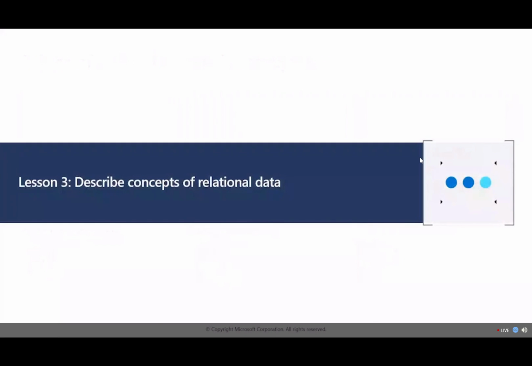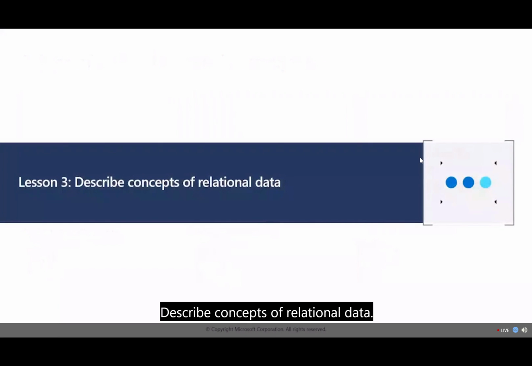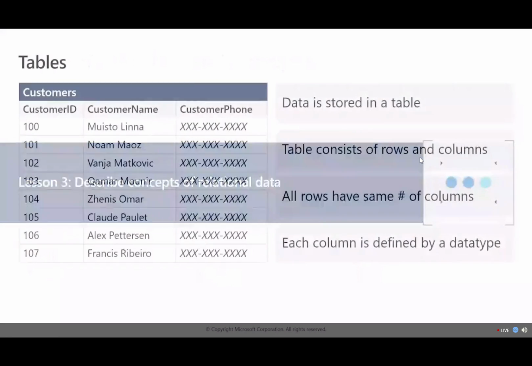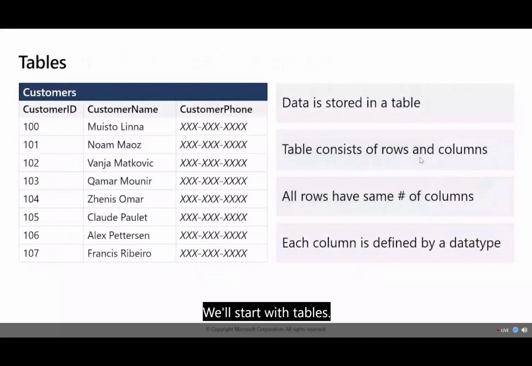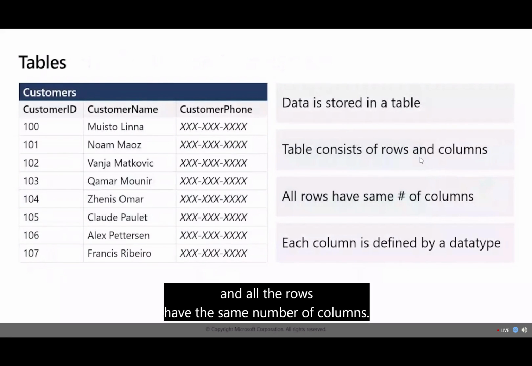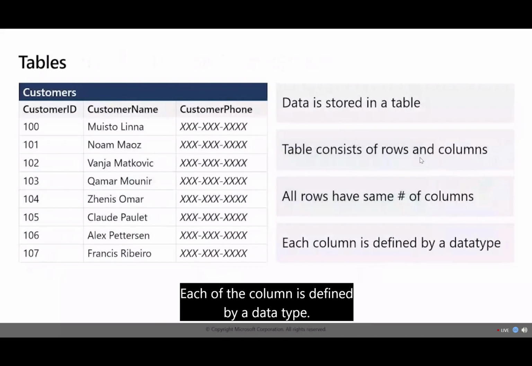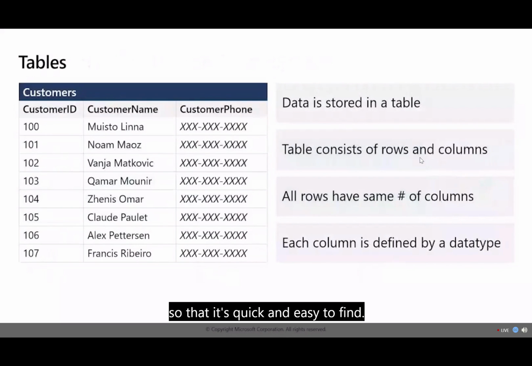Lesson 3, describe concepts of relational data. We'll start with tables. A table is where data is stored in relational databases. They consist of rows and columns, and all the rows have the same number of columns. Each column is defined by a data type. Now, one of the main benefits of a computer database is that they make it easy to store information so that it's quick and easy to find.